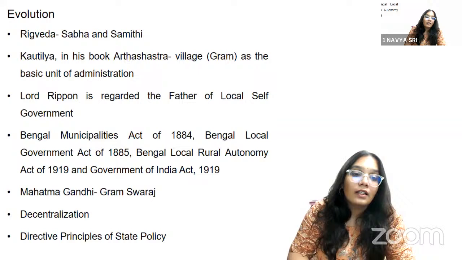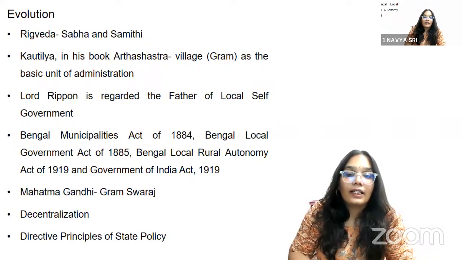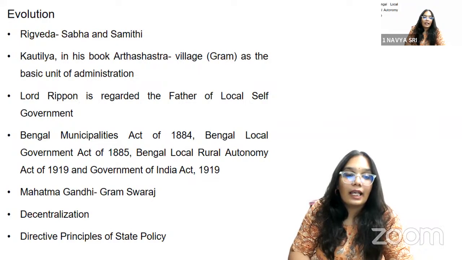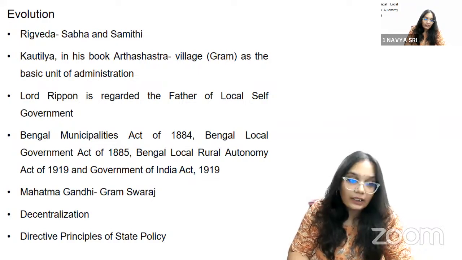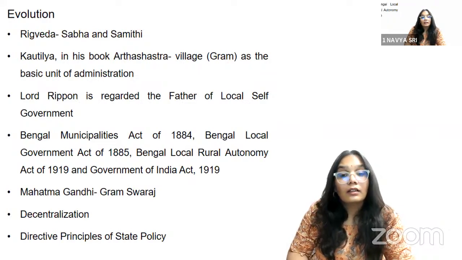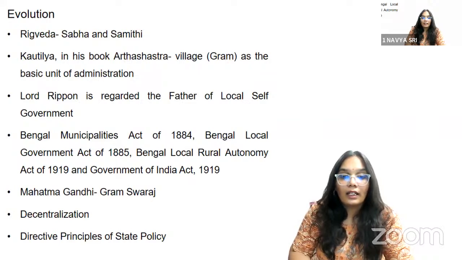Because during his period came the Bengal Municipalities Act of 1884, the Bengal Local Government Act of 1885, and the Government of India Act of 1919. What is the other name of the Government of India Act 1919? You all know. Not the Rowlatt Act, it is the Montagu-Chelmsford Act of 1919. 1909 is Morley-Minto. So please don't get confused.